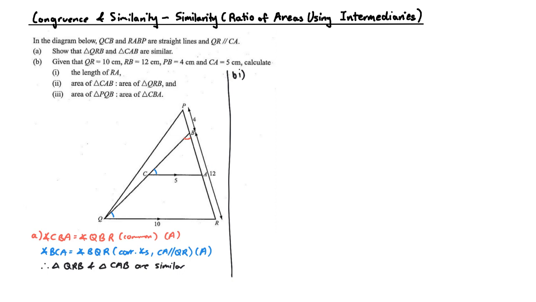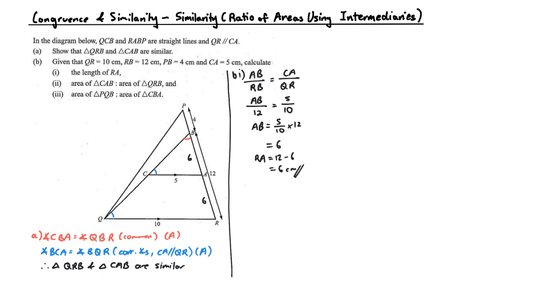So we can say that AB over RB, which is the small over the big, is the same as CA over QR. So we don't know what AB is, but we know RB is 12. CA is 5, QR is 10. So AB will be 5 over 10 times 12, which will give you 6. So this is 6. Therefore, RA will be 12 minus 6. That will also be 6 cm.